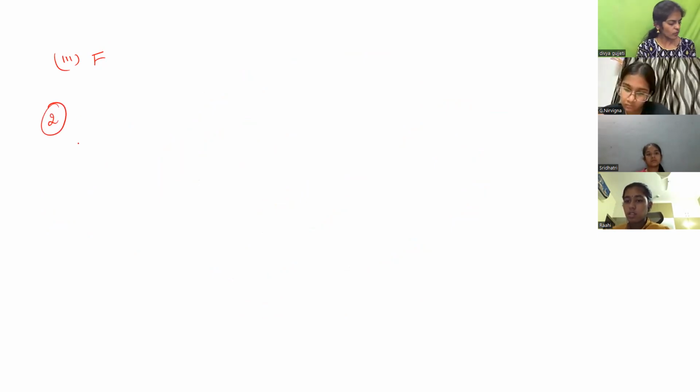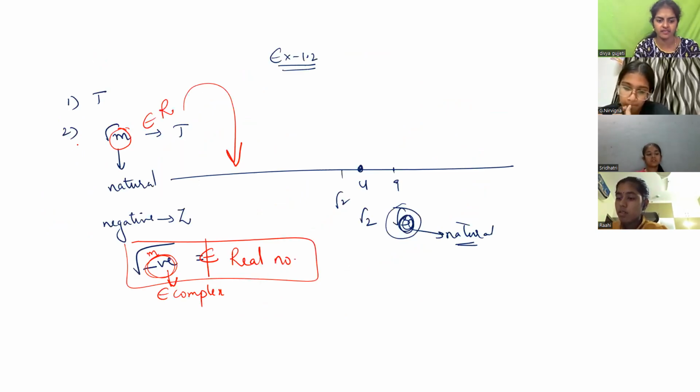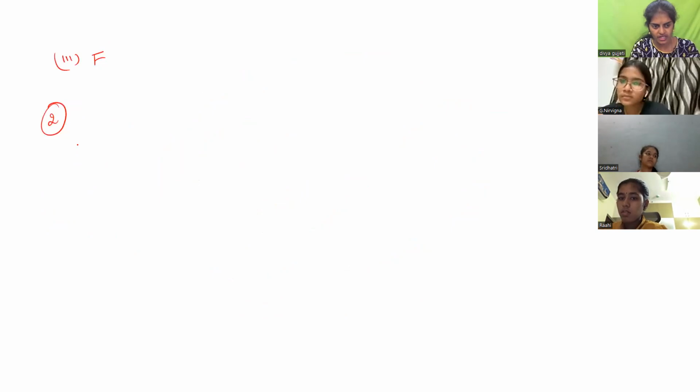Are the square roots of all positive integers irrational? If not, give an example of the square root of a number that is a rational number. So you tell me, already I have written multiple examples here also. So you tell me, are the square roots of all positive integers irrational?